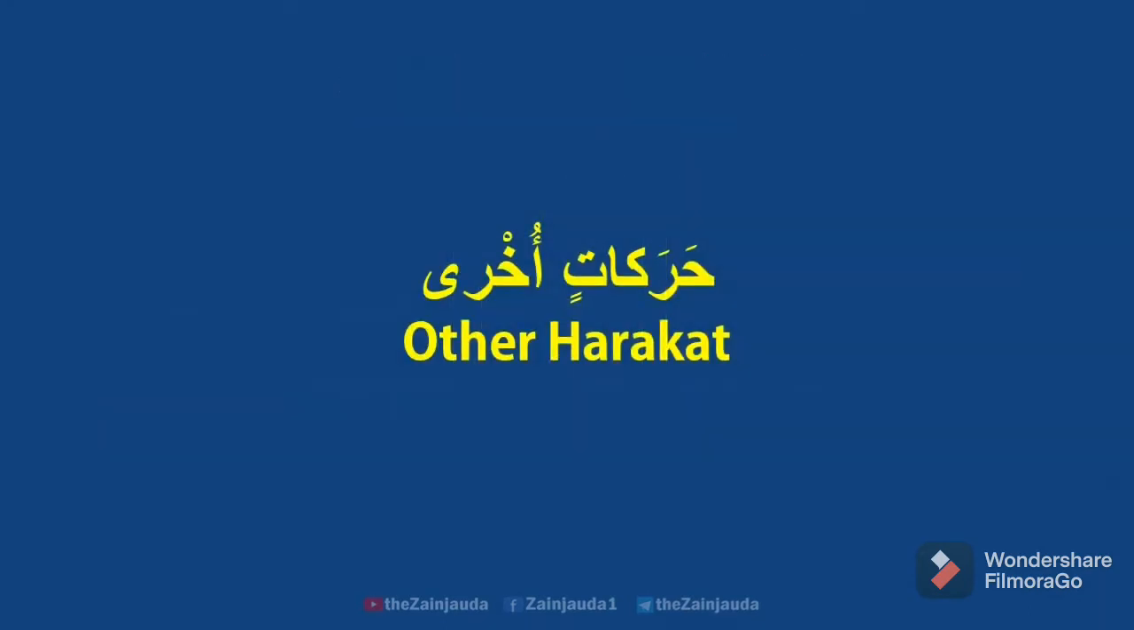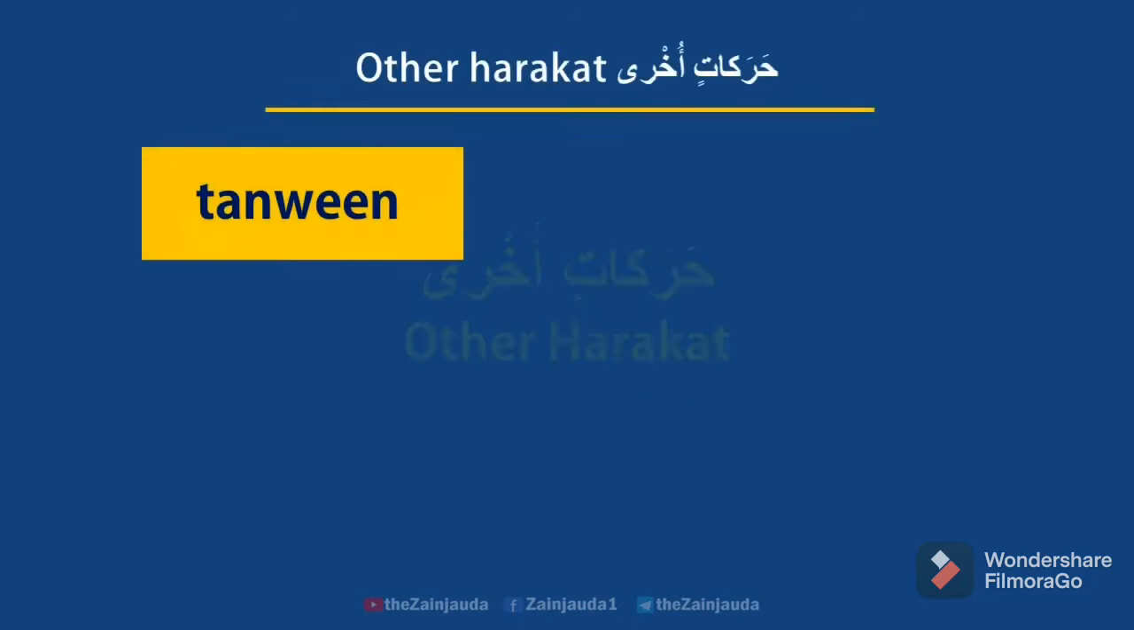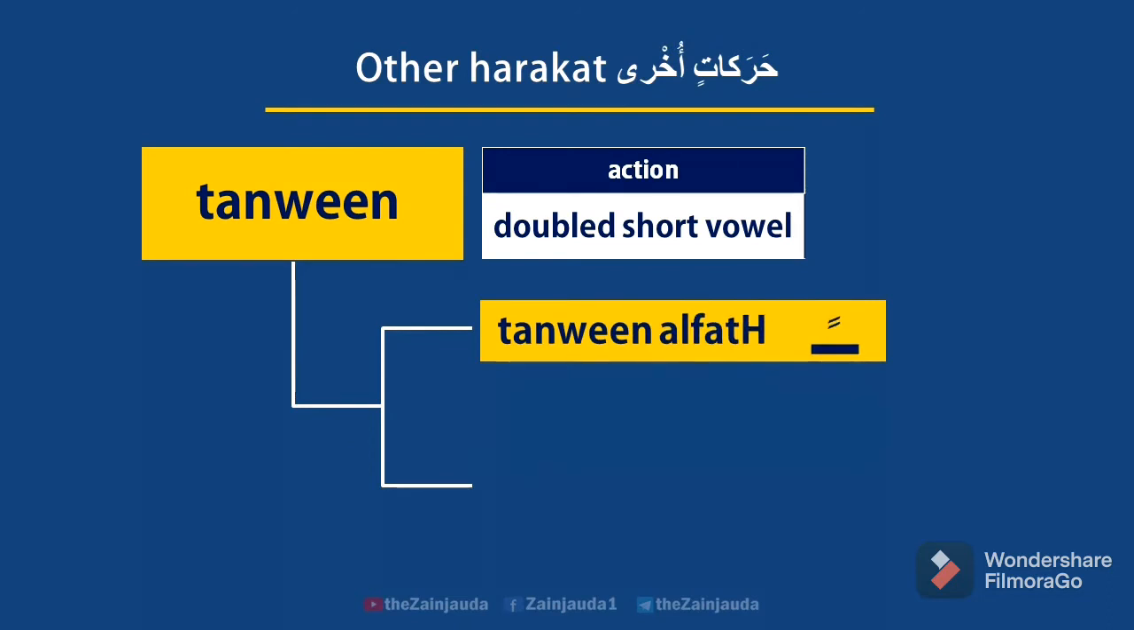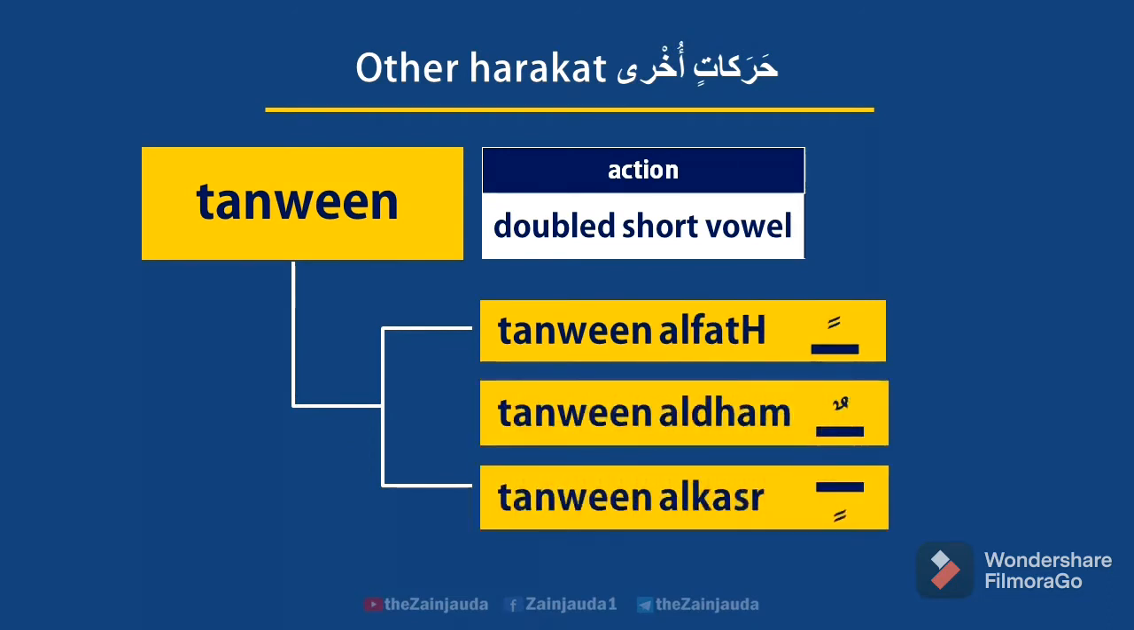As for today, we're going to have a new haraka, and the haraka that we are going to learn is tanween. Tanween is simply a doubled short vowel. So we have 3 types of tanween. They are tanween al-fath, tanween al-dam, and tanween al-kasr. So a double fatha is tanween al-fath, a double dhamma is tanween al-dam, and a double kasra is tanween al-kasr.